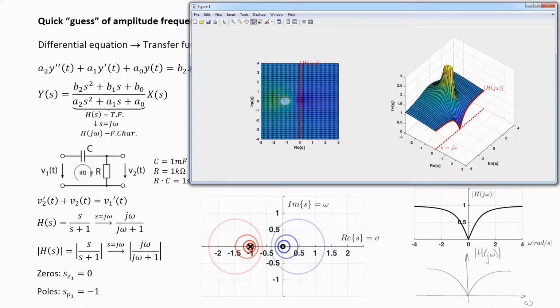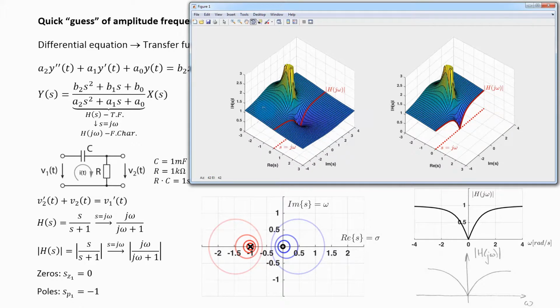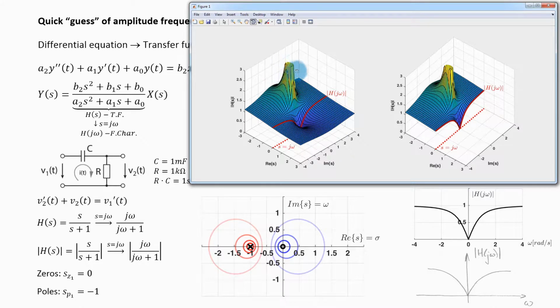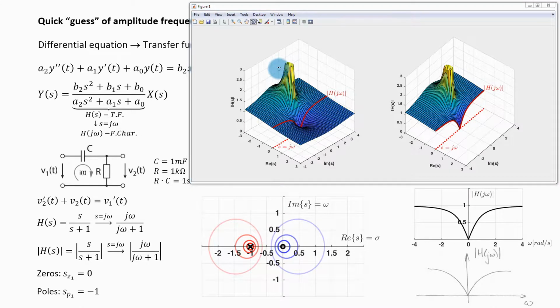This is the point where the real part of s is -1 and the imaginary part of s is 0. So this is the point where s is equal to -1. And over this point, the magnitude of the transfer function goes to infinity. So the position of zeros and poles affect the shape of the magnitude of the transfer function.